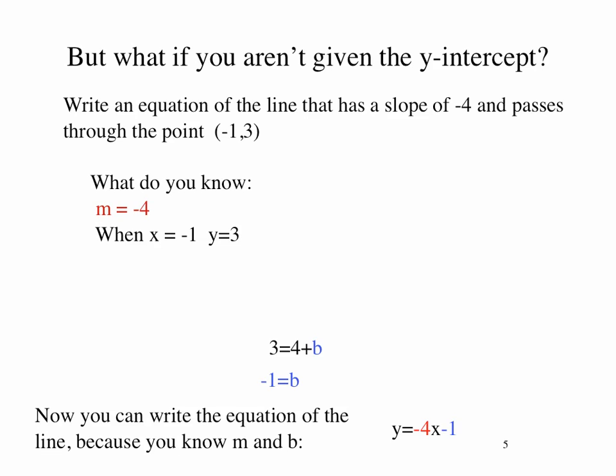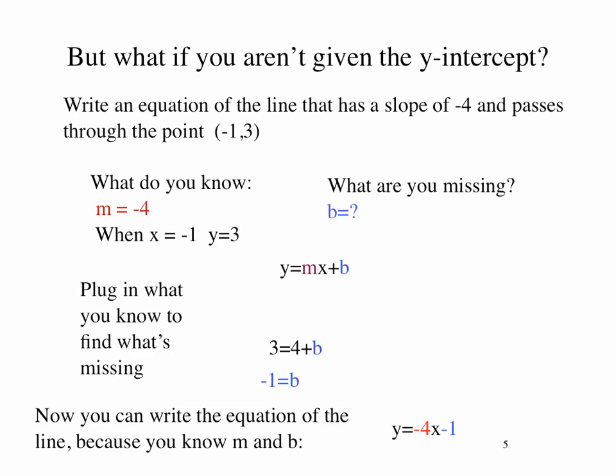Well, we know that the slope is -4. That was given in the problem. And we know that when x equals -1, y equals 3. So what we can do is we can find the one thing we're missing, the y-intercept, by plugging what we do know into the equation of the line in slope-intercept form and solving for what we don't know.